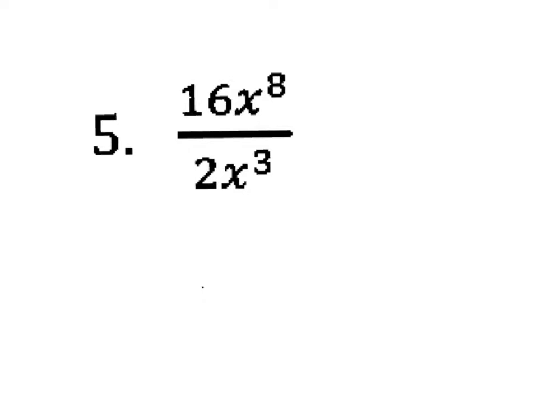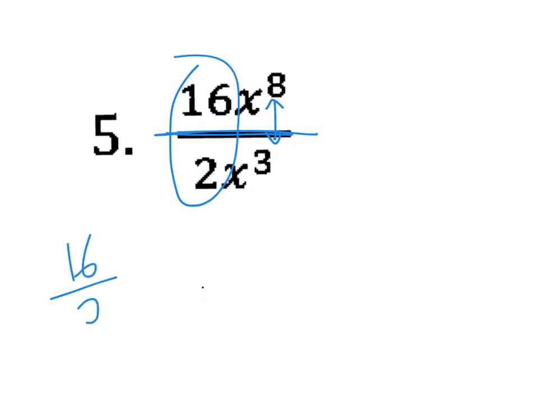Okay. We have a division problem now. So think division rule. Division rule, we're going to subtract the exponents, but we will keep regular numbers just the same. We think about 16 divided by 2, or 16 over 2 as a fraction, is the same as 8 over 1. So those are regular numbers. We treat them like a regular fraction. And then my rule says I subtract the 8 and the 3 to get x to the 5th.